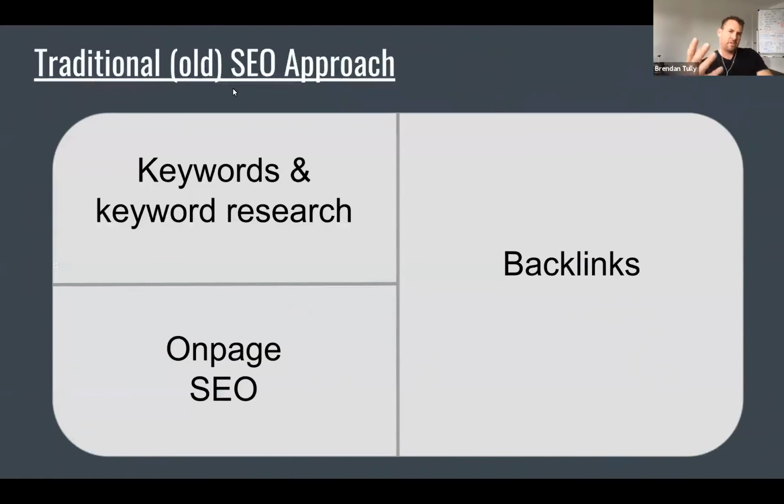So the traditional SEO approach was very much keywords, keyword research, backlinks, and on-page SEO. It was various proportions of this, but it was at least 50% backlinks. When people talked about SEO, they were talking about links, and there was some talk of keywords and some on-page SEO. That's how it has been looked at for the last 5 or 10 years. Today, SEO is quite different.